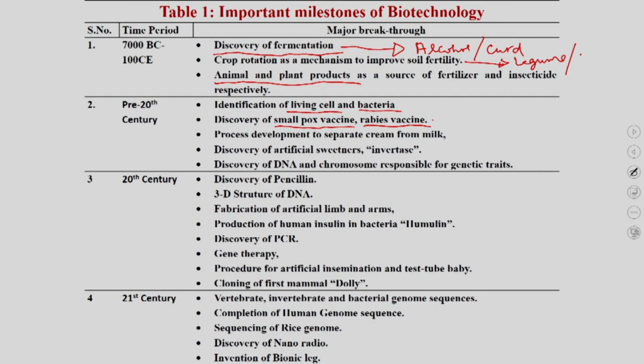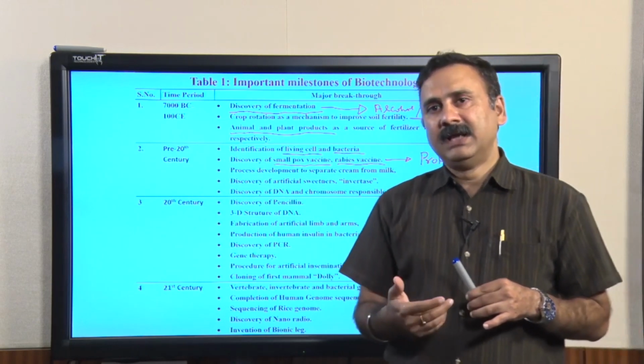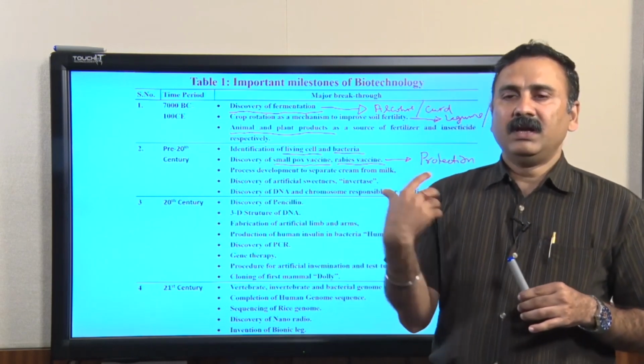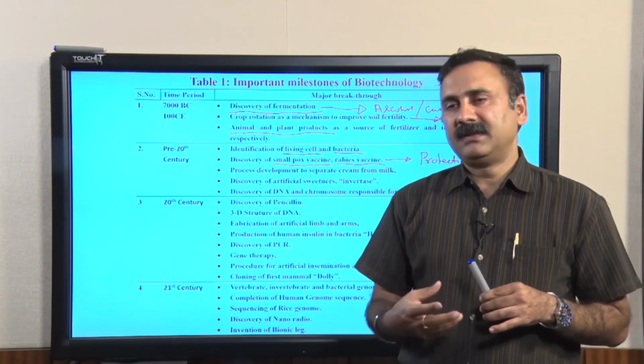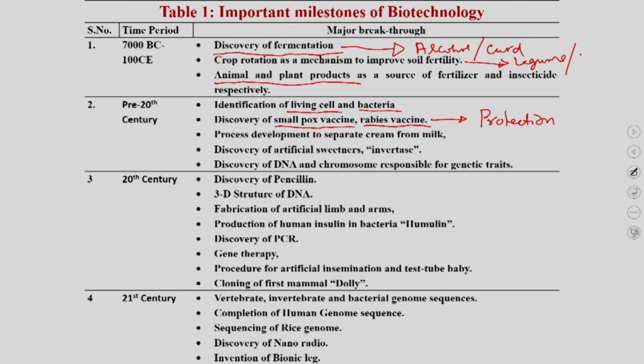Then they discovered different types of vaccines like the polio vaccine, the smallpox vaccine or the rabies vaccine. These vaccines have given protection to human beings against diseases, and that is how they were reducing the loss of life by death, and they were also giving immunity to living beings, and that is how it helped human beings in many ways. Then they developed a process to separate the cream from the milk.